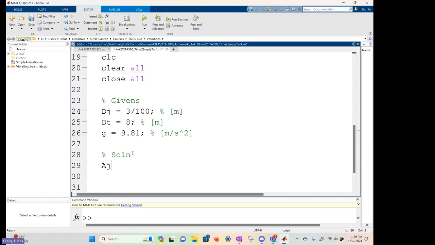All right, can you tell me what these two are? Go ahead and try them in MATLAB. Remember the area of the tank? Is it pi d squared over 4? You can write pi dj squared times 0.25, meter squared, same thing, pi dt squared times 0.25, meter squared.